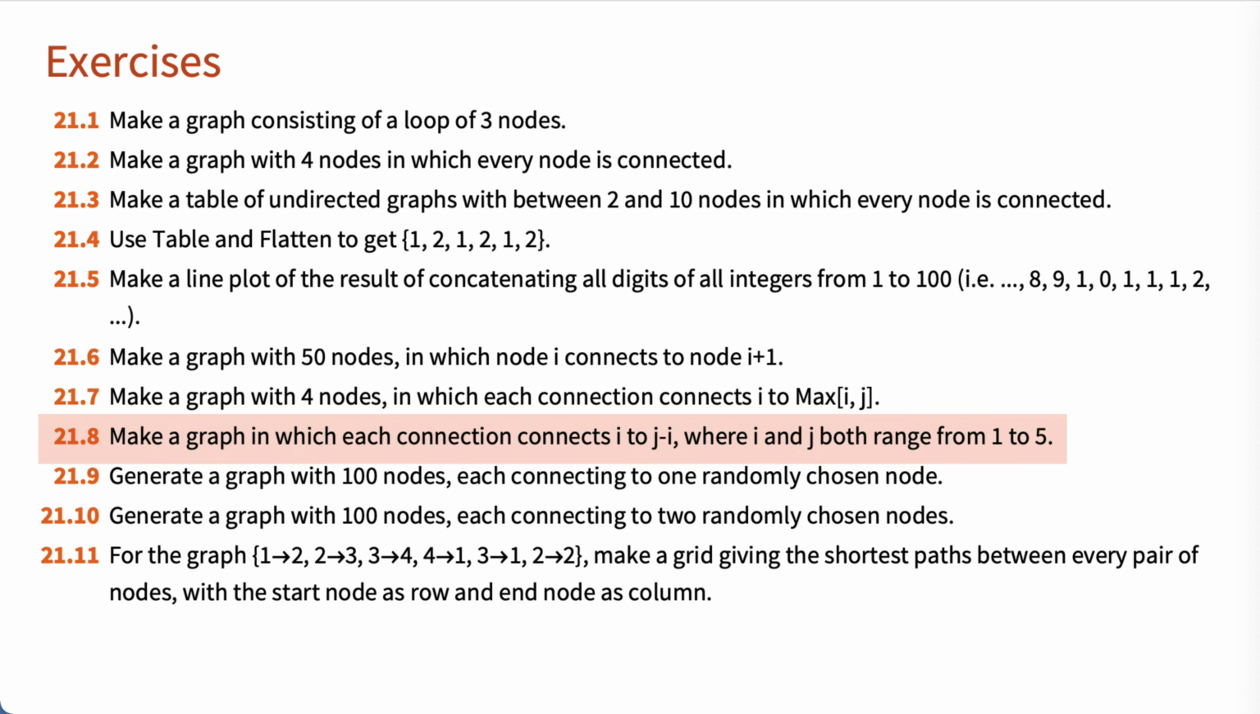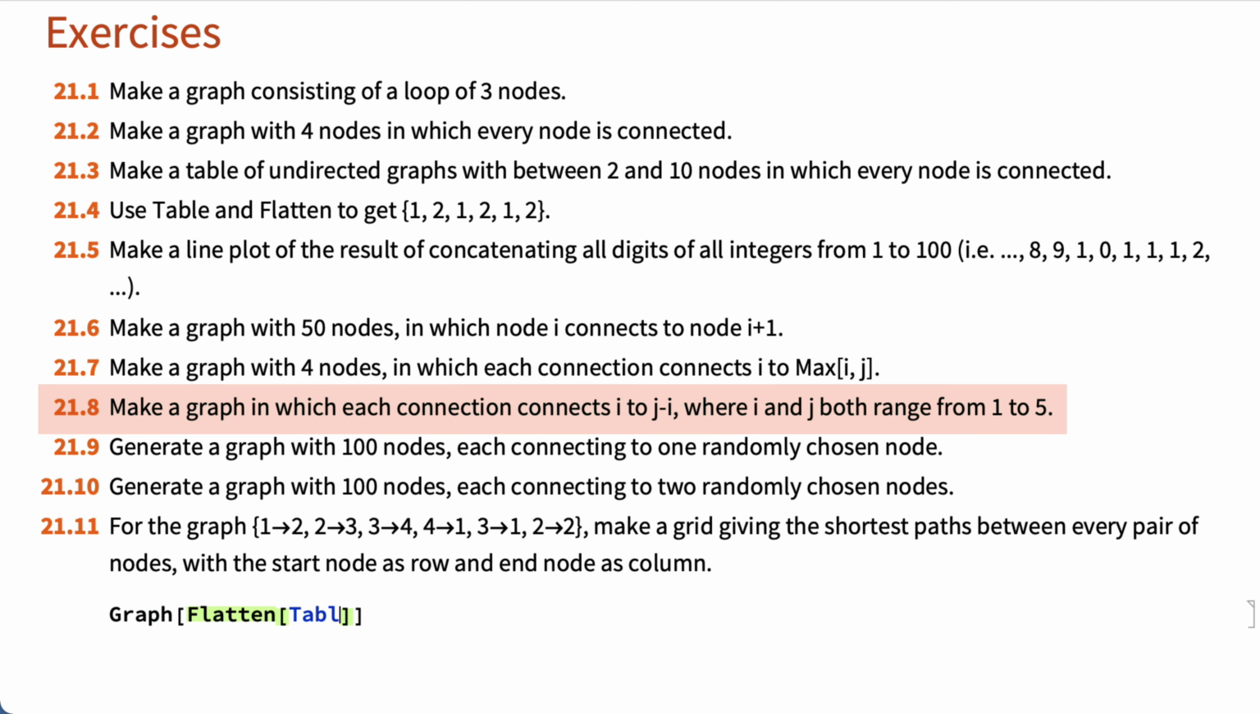As an example, consider exercise 8. Make a graph in which each connection connects i to j minus i, where i and j both range from 1 to 5. This can be done with just a minor change from the example of a graph with every node connected to every other node.